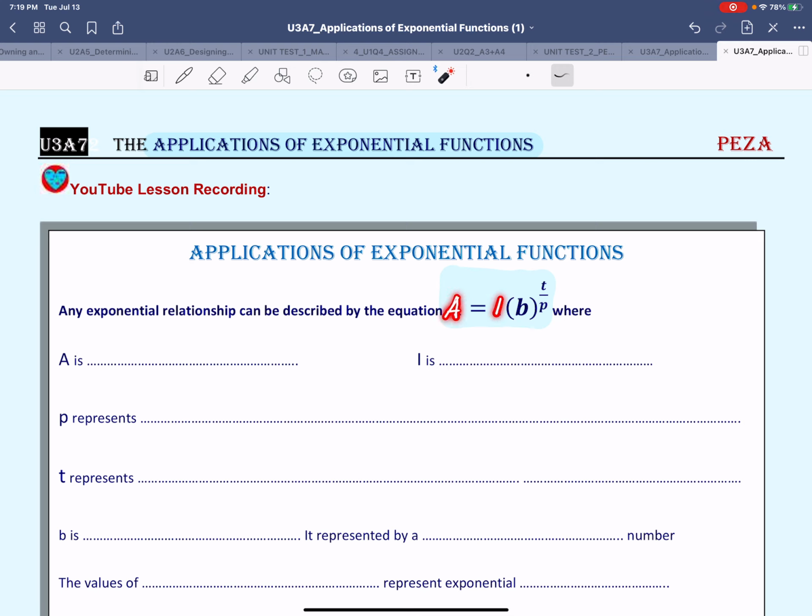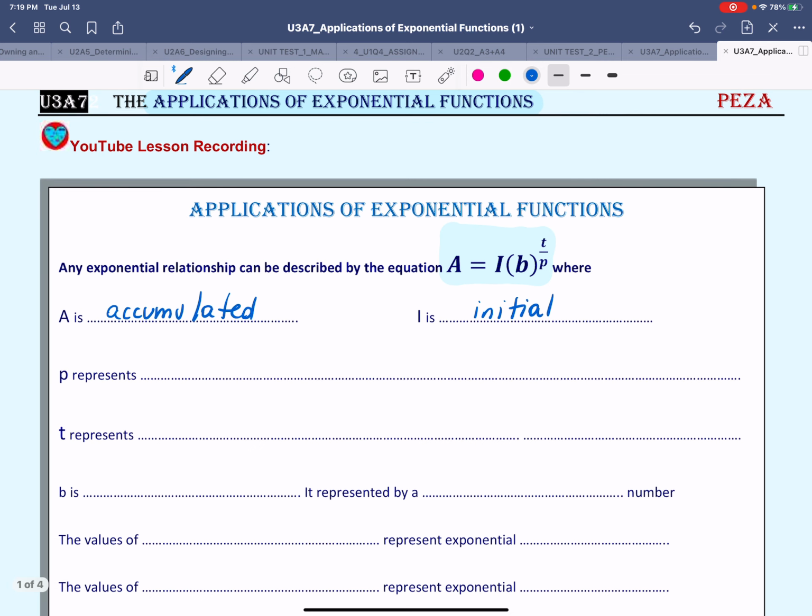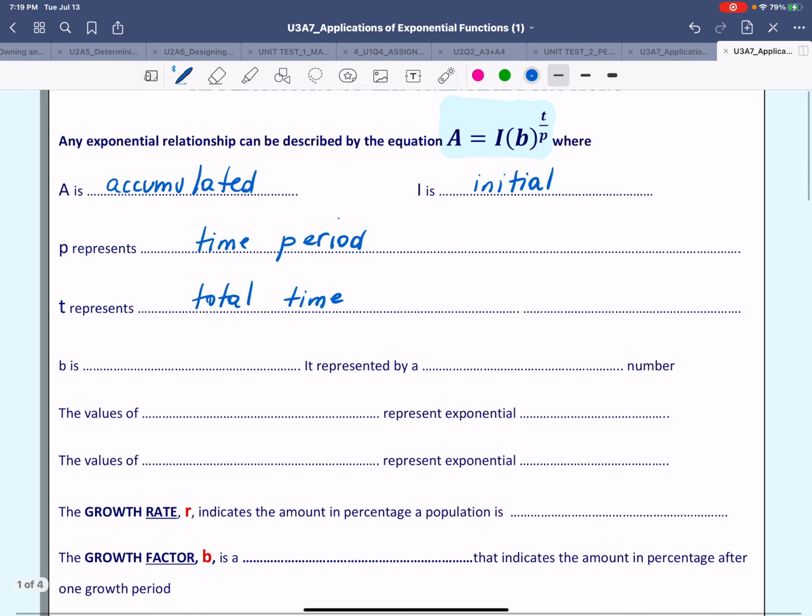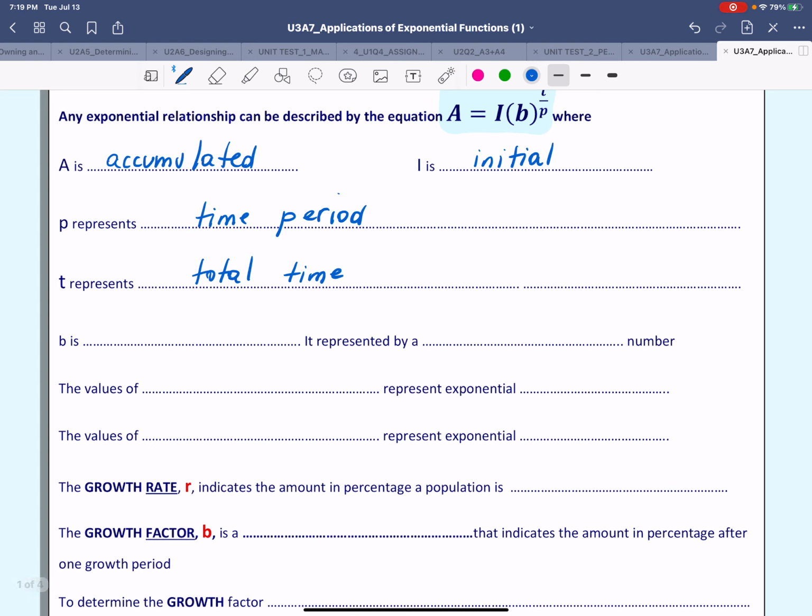A equals I multiplied by B to the power of T divided by P, where A stands for accumulated amount, or the final amount. I stands for initial or principal amount. P represents the time period, whereas T represents the total time. And we'll talk about the difference between P and T, since they both represent time, in the examples that we'll discuss together. B, on the other hand, is what we call a factor.